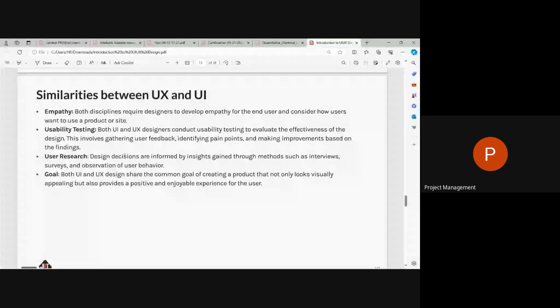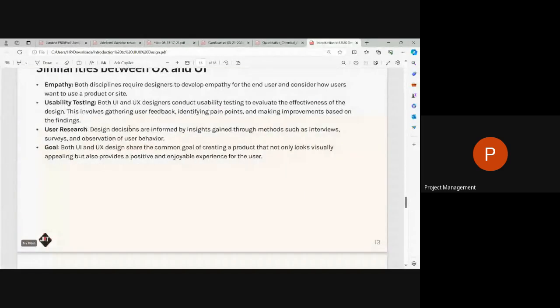Same thing goes for UX designers. You have to research to know about your users, to be able to come up with a solution that solves what they need. So both of them have to do research. Then the last one is that whatever they are doing, they have the same goal: to solve a user's problem and to create a product that is visually appealing and also functional. So those are the similarities between UX designers and UI designers.